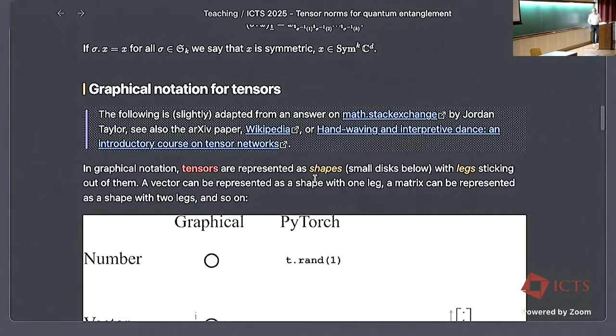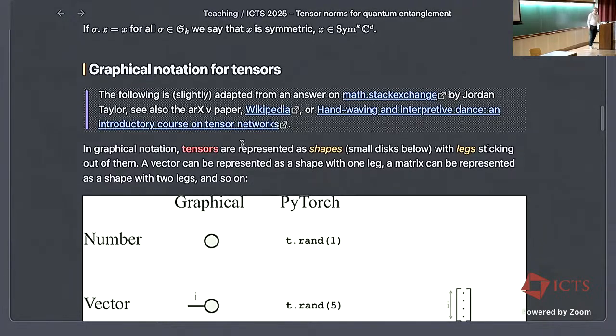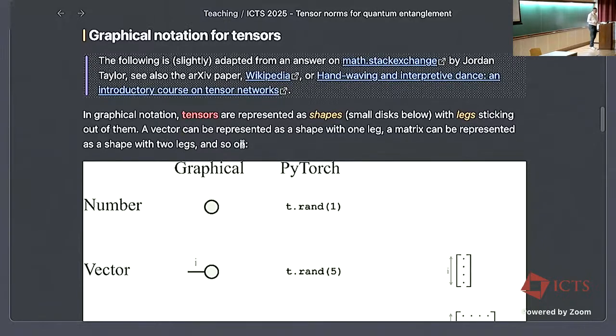Basically I borrowed this presentation, and I gave the reference at the beginning of the talk. There is this very nice blog post by Jordan Taylor where he describes in detail this graphical presentation, but there are other sources. There is also this very nice paper, Hand Waving and Interpretative Dance, an introductory course on tensor networks, where this is also discussed. But basically, if you look at any paper in tensor networks, they will introduce this. Just choose the one you like.